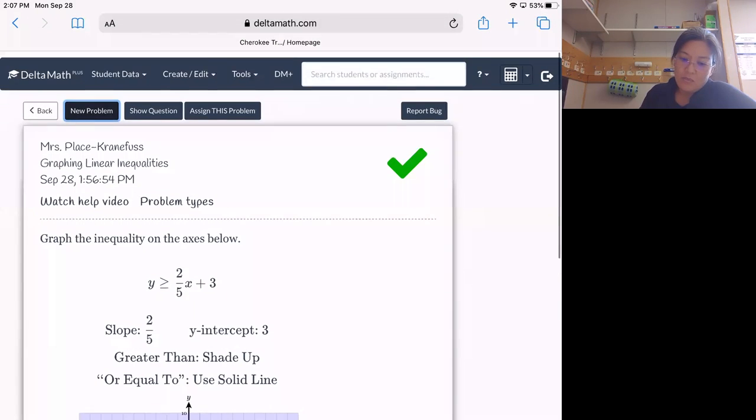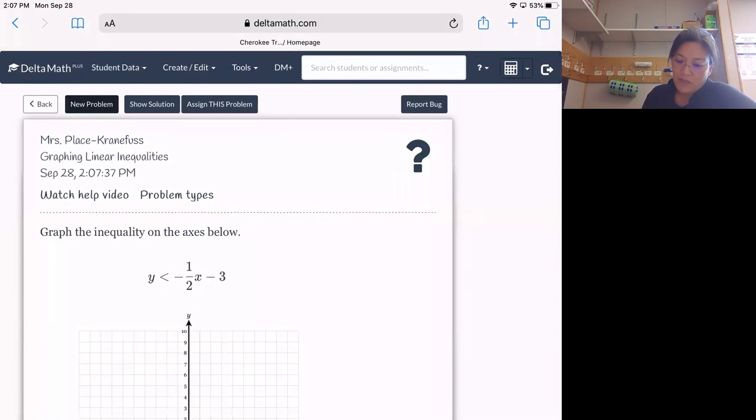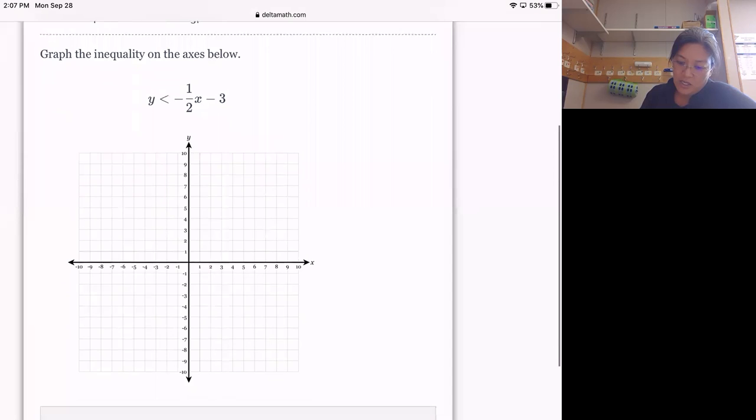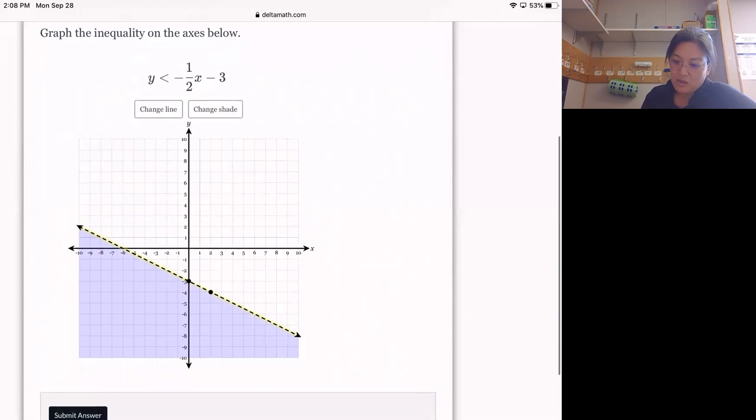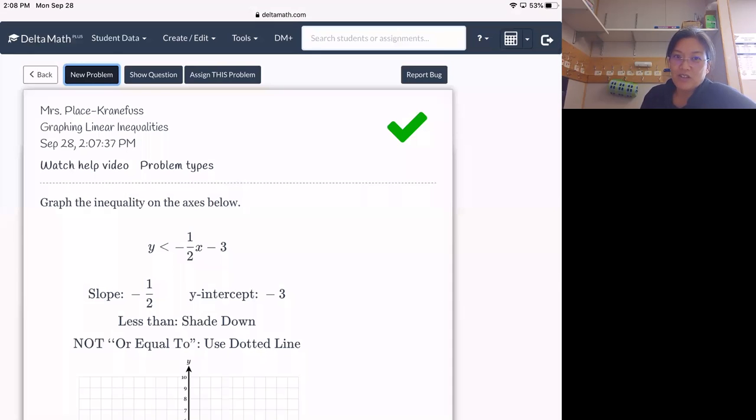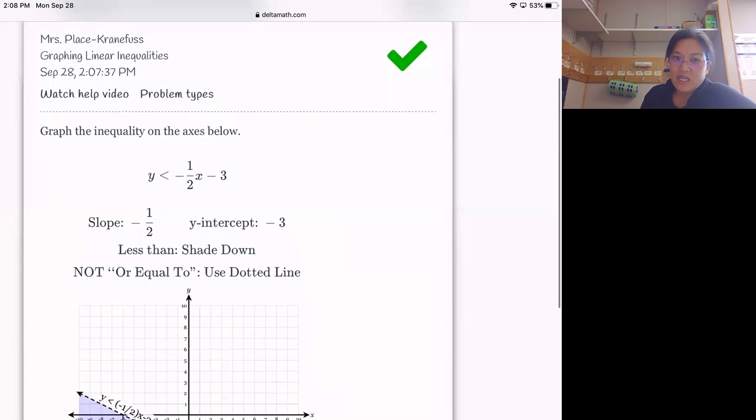Again, if I looked at another problem, I'm going to start this one at -3. I'm going to go down 1 and right 2. So there's that. But this one's not a solid line. It should be a dotted line. 0, 0: 0 is less than -3. That is false. So I'm not going to shade above. I'm going to shade below. And let's check my work. Let's make sure I know how to do this. And yes, I got my big green check, and I can see that my answer does agree.